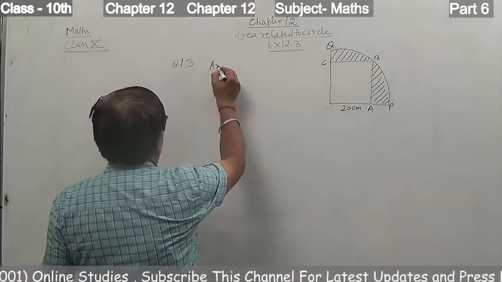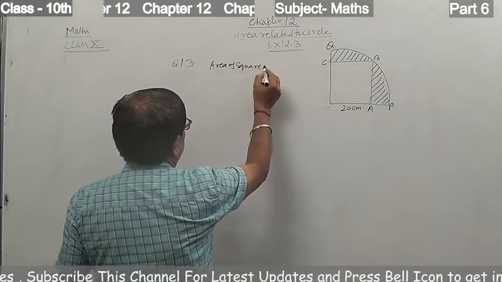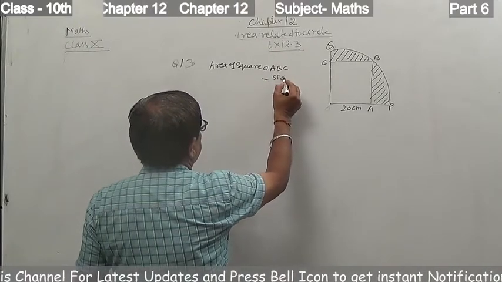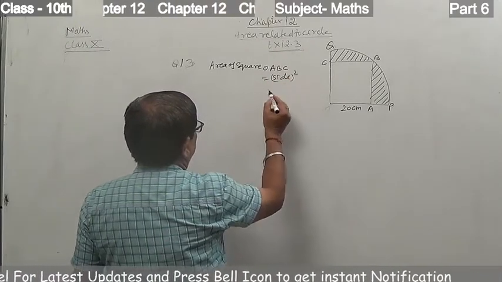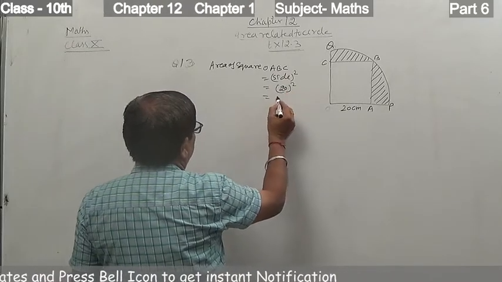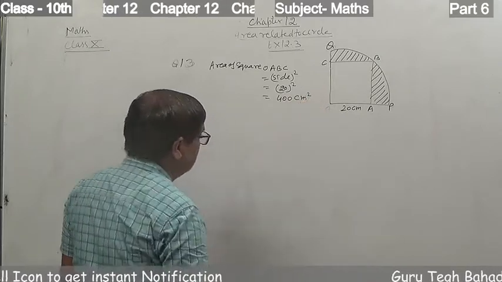So, area of square OABC is side square, that is 20 square, 400 centimeter square.